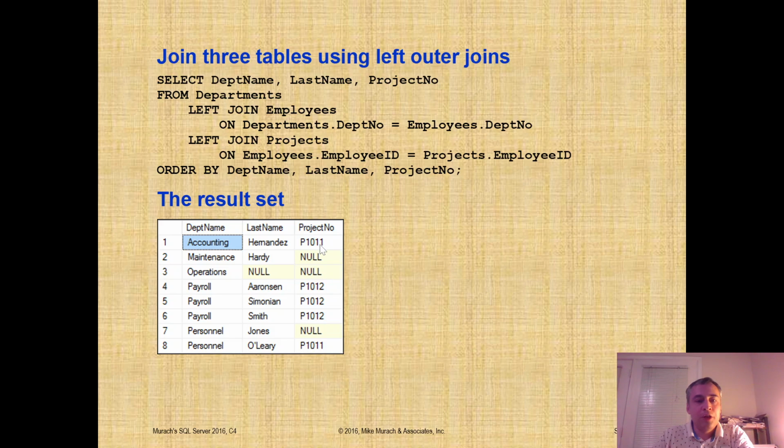So for example, if one person would be assigned 2 different projects at the same time, we would have the same department name, the same last name, and one project, and the same information here, with another project in the next row.